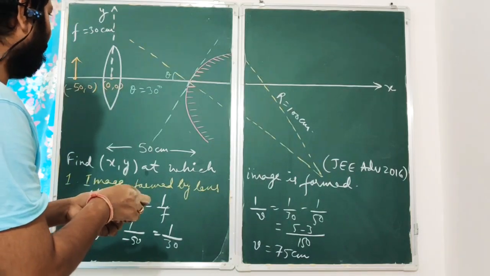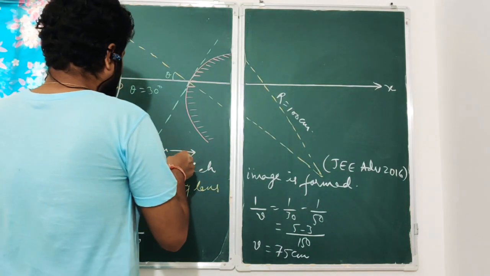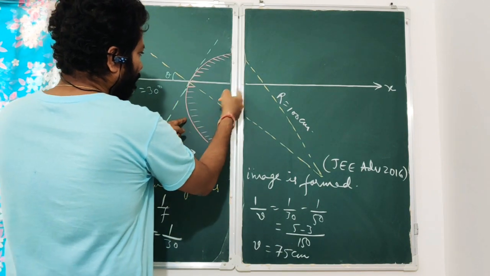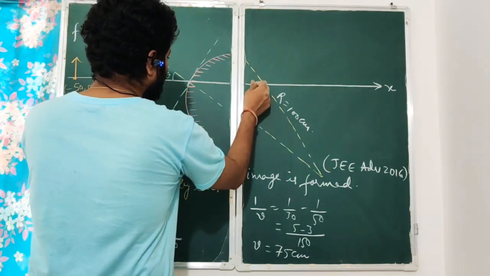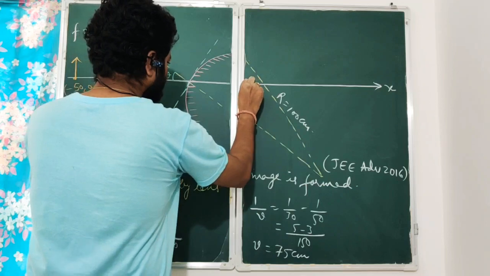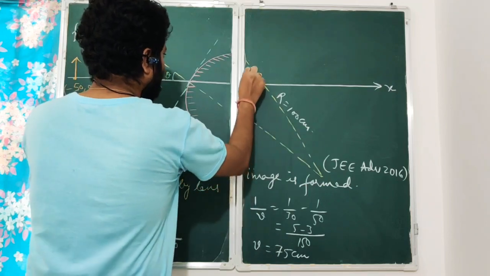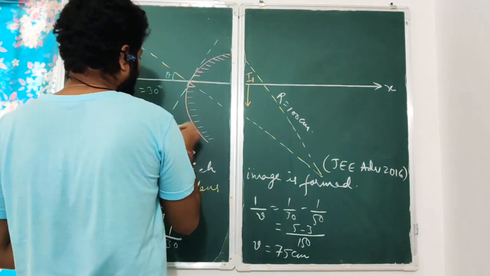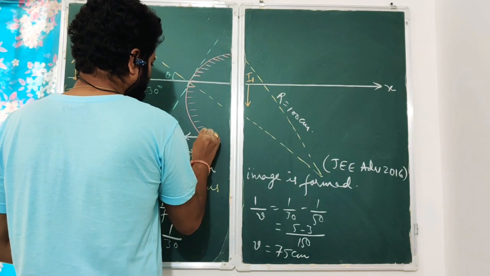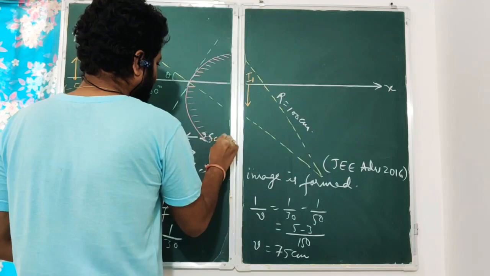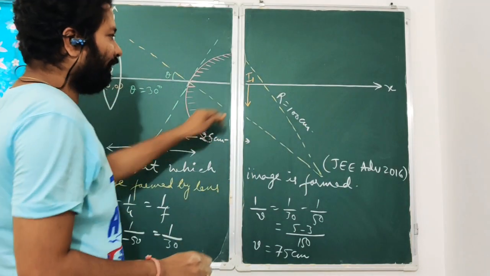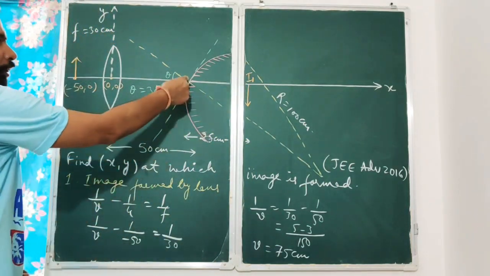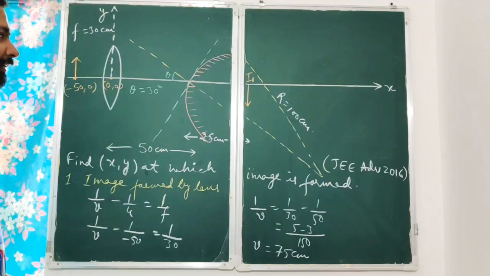So we'll form it, the first image. This is 50, so it will get formed beyond the mirror somewhere. So let us say this is the first image which is getting formed, I1, and this distance is 25 centimeter. Now this image I1 will act as an object for this mirror.